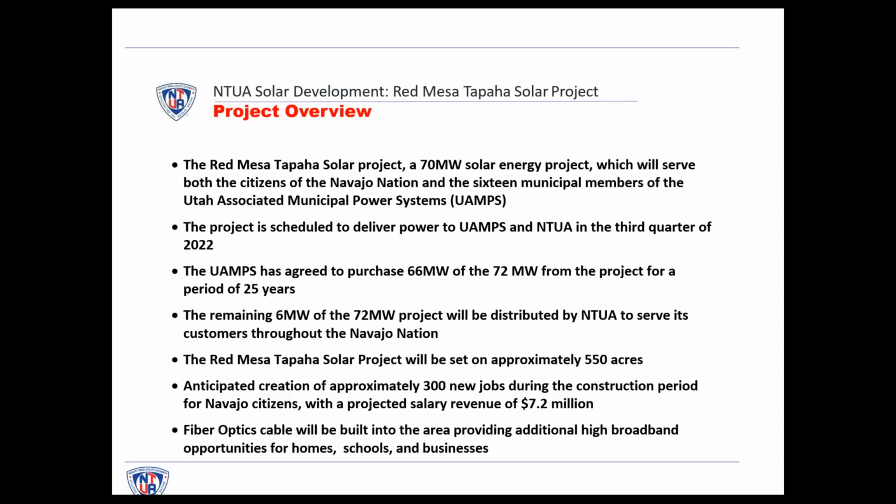It'll serve both the citizens of Navajo Nation and 16 municipal utilities who are members of the Utah Associated Municipal Power System, or what's known as UAMPS. It's scheduled to deliver power to UAMPS in the third quarter 2022. We expect to start construction in approximately 3 weeks. So we are sitting right on top of getting this project underway. UAMPS has agreed to purchase 66 megawatts of the 72 for a period of 25 years. The remaining 6 megawatts will go to Navajo Nation, to customers in the Red Mesa area.